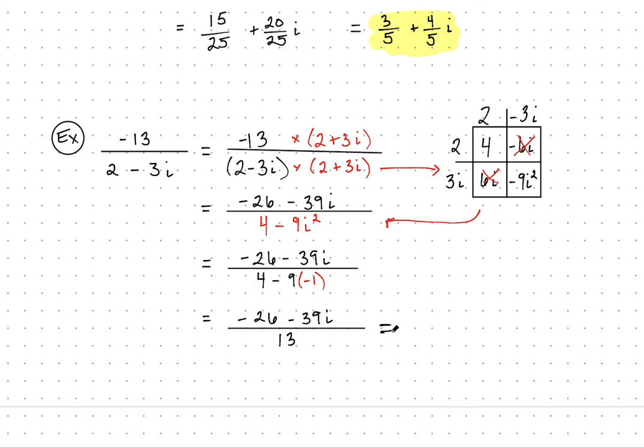I want to simplify my fractions because I like to get it into the lowest terms. So I've got negative 26 divided by 13 is negative 2, and negative 39 divided by 13 is negative 3 with my i, and that is my final answer.